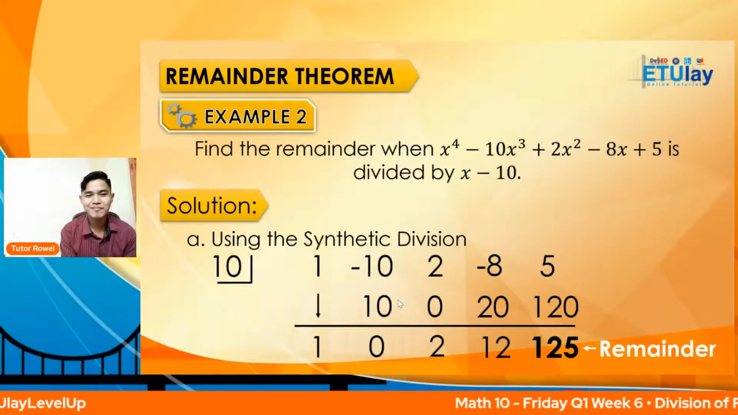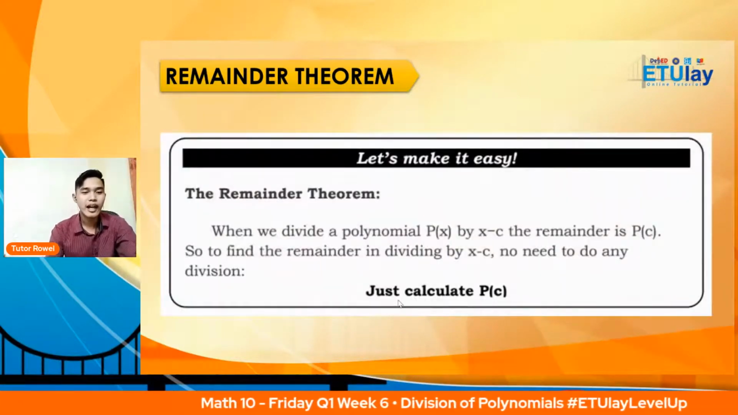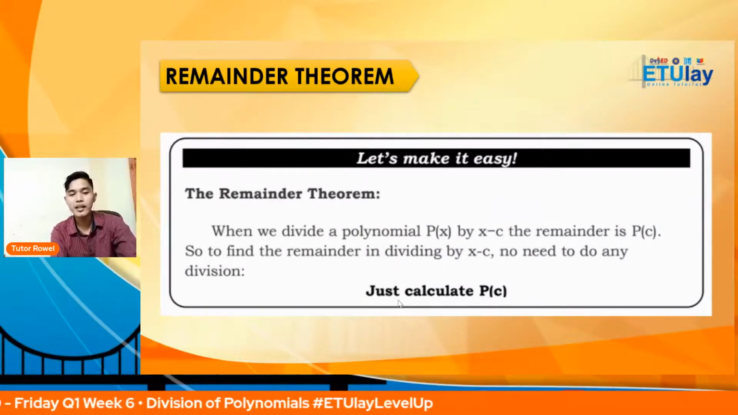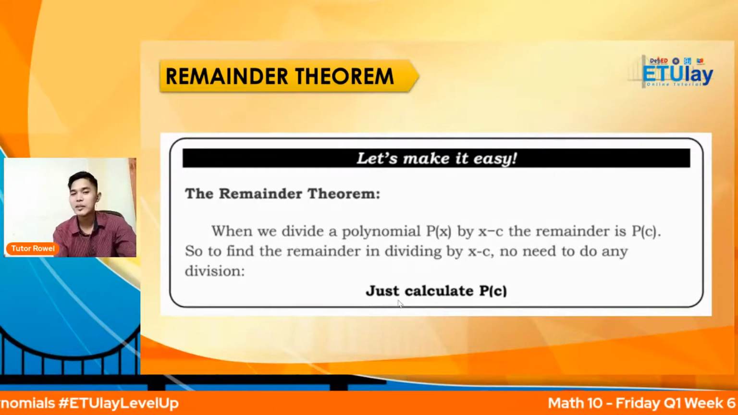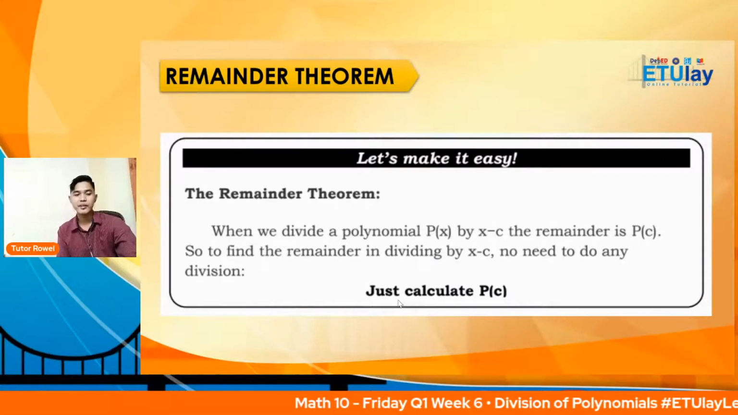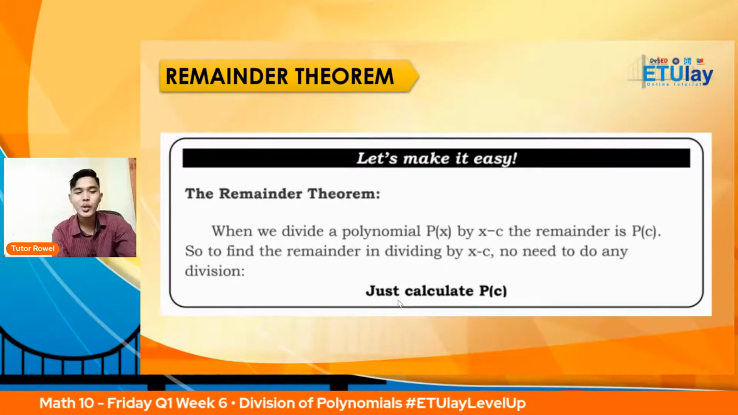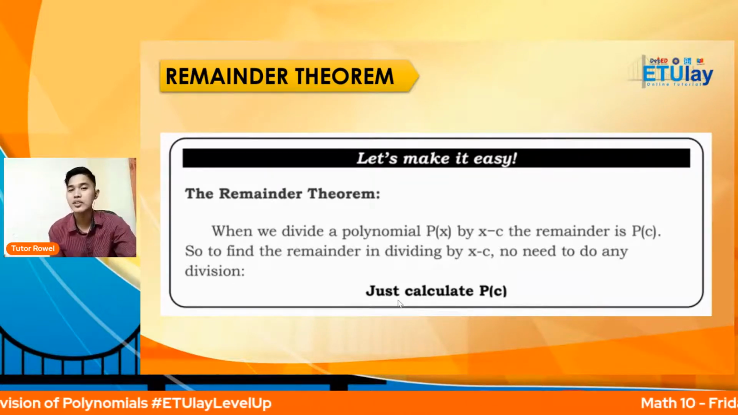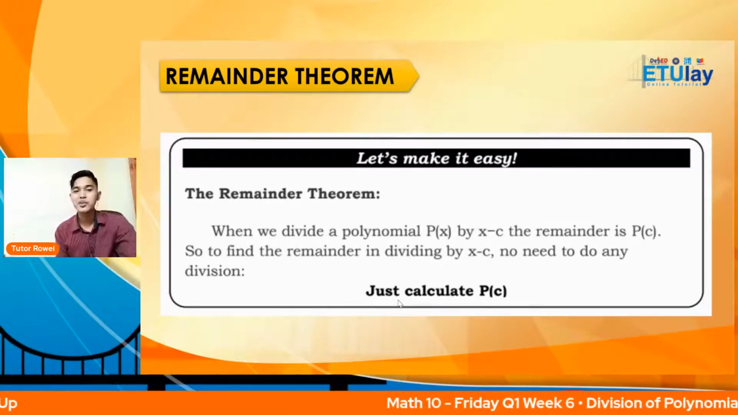Madali lang po ba? Okay. Remember, under remainder theorem, when we divide a polynomial, p of x by x minus c, the remainder is p of c. After i-evaluate, yung constant na sagot, that is the remainder. So, to find the remainder in dividing by x minus c, no need to do any division. Kahit huwag na kayong gumamit ng long division or synthetic division. Just calculate p of c or mag-substitute lang po.